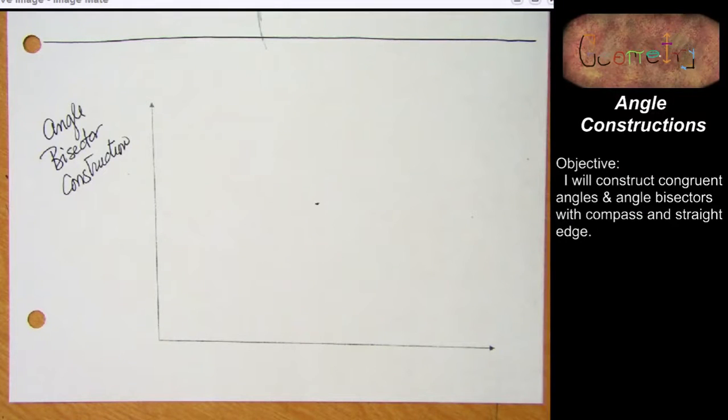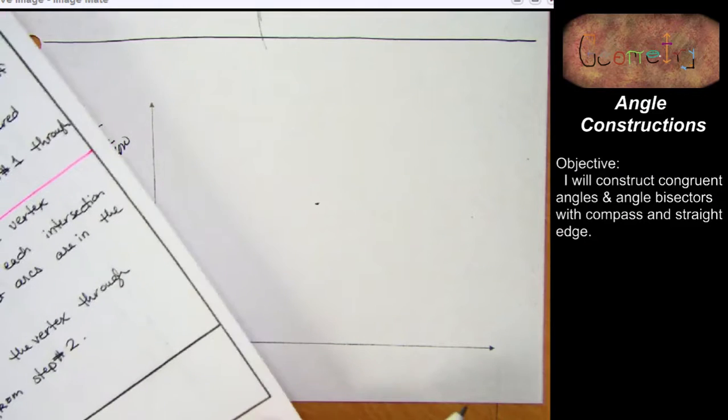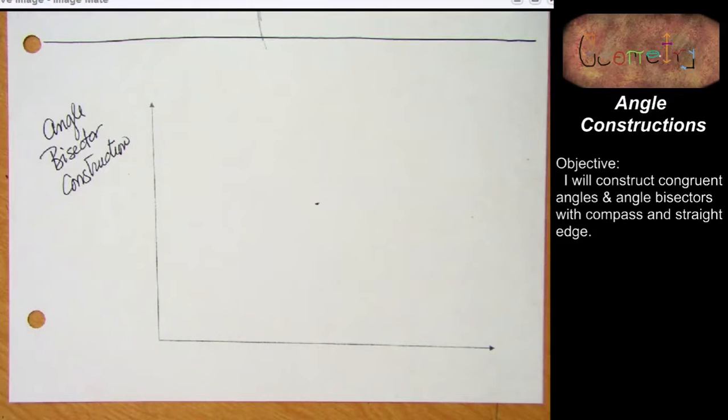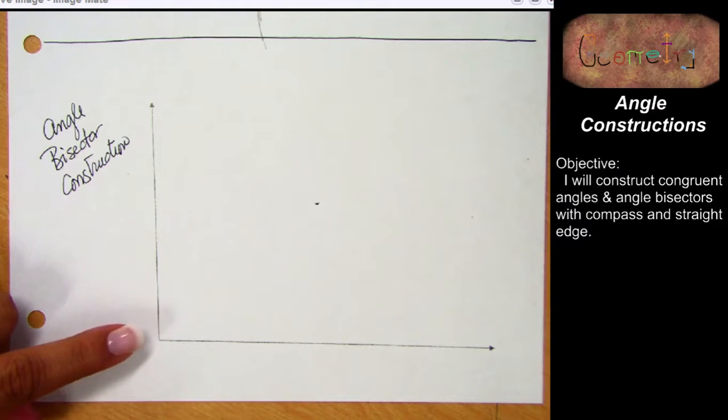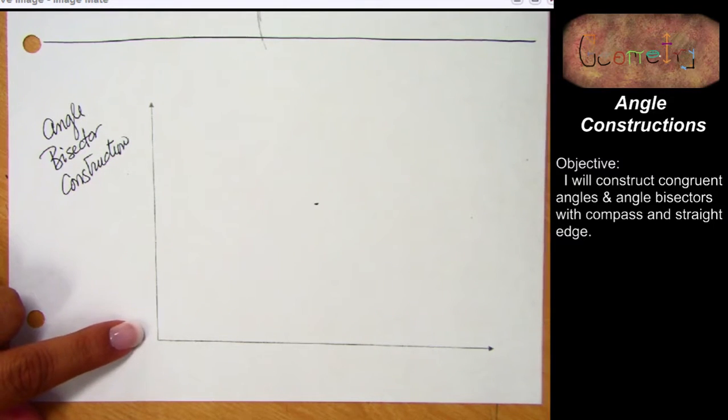This is how to do the angle bisector construction. As with the previous construction, I have my steps off to the side, just off of camera and off of frame here, but I'll be following those. Step number 1 says draw an arc centered on the vertex. This is the angle I'm bisecting, and so here's the vertex.